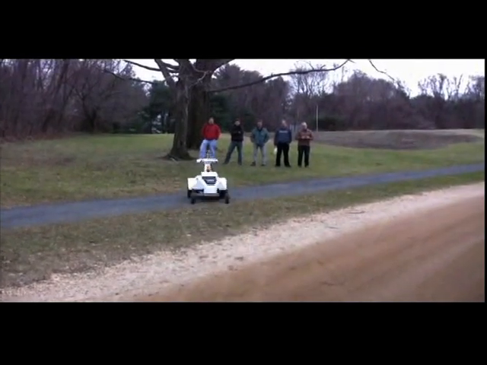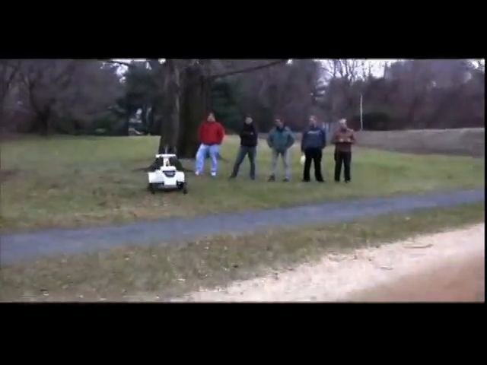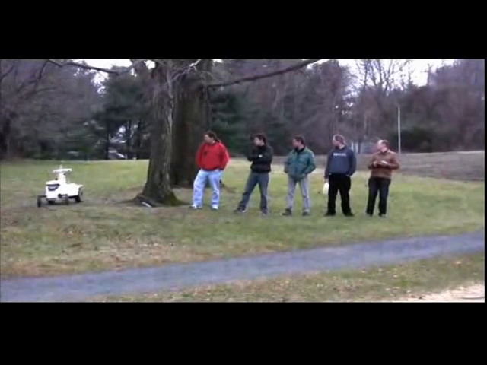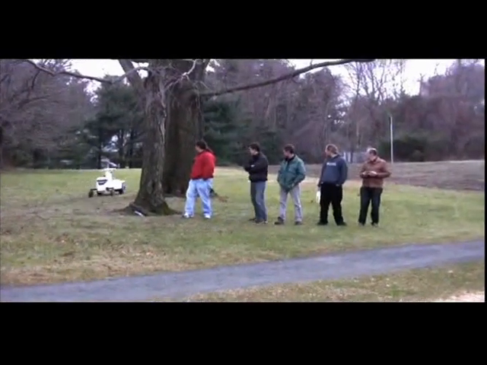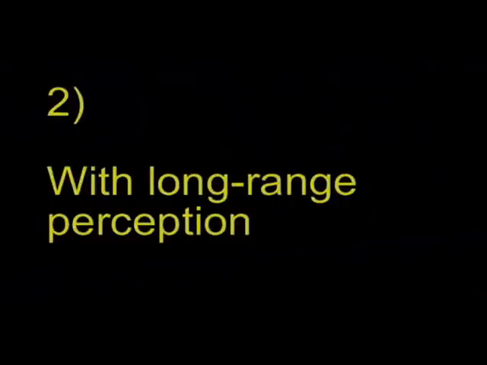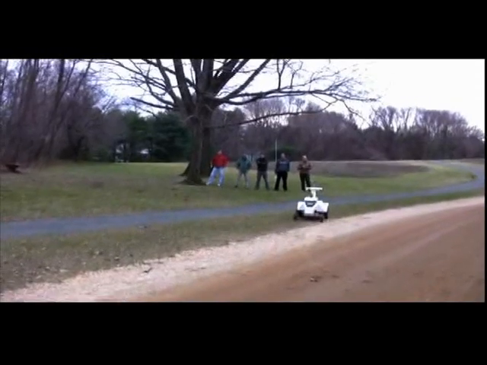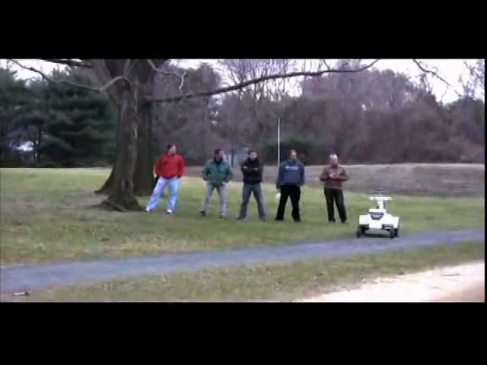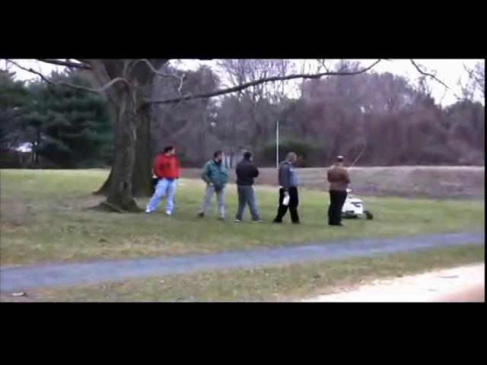So this is the system without long-range perception. Here it runs directly towards the people, and then it needs to get about 10 meters away before it veers off. And the next sequence is with the long-range vision turned on. And here it sees from the start that there is a wall here that it has to avoid, so it directly veers off to the side.